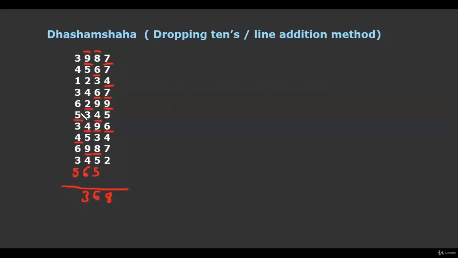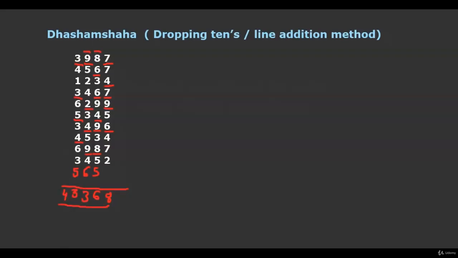1 plus 5 is 6. 6 plus 6 is 12. So we drop 10 over here, carry 2 to the next number. 2 plus 3 is 5. 5 plus 1 is 6. 6 plus 4 is 10. So we drop 10 over here and no remainder. And now 3. So 3 is the final remainder. And tens are 2 and 4.